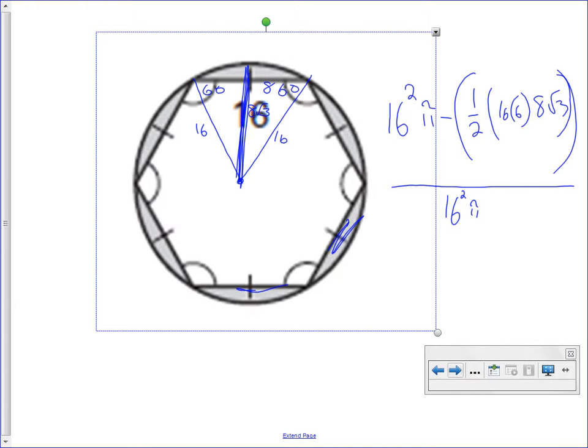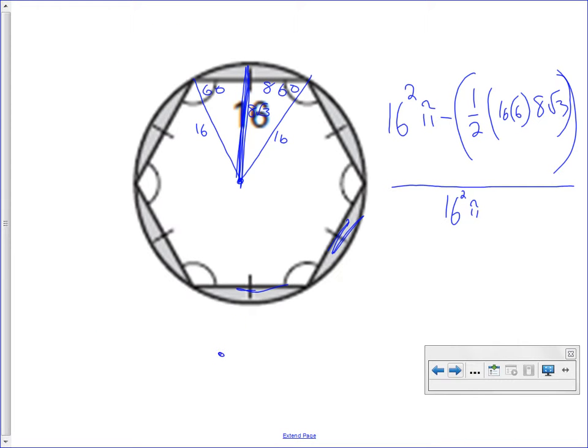You gotta make sure you put parentheses around stuff here. I'm getting my answer at, anybody else get this? 0.173? Yeah. The formula is 1/2 perimeter times the apothem. The 16 times 6, each side is 16. There's 6 of them.